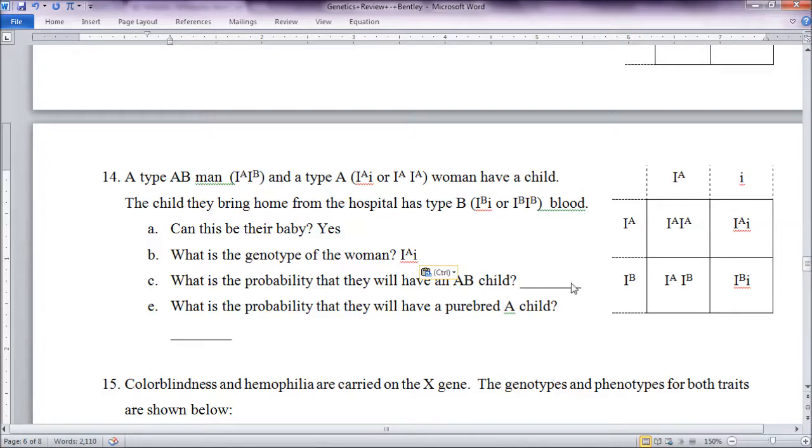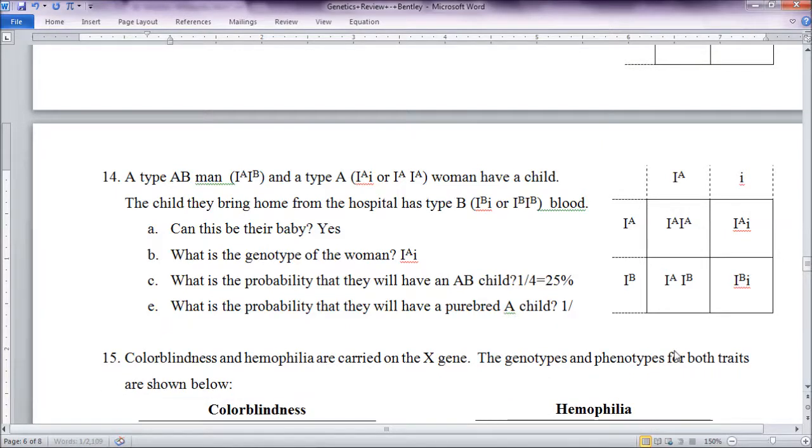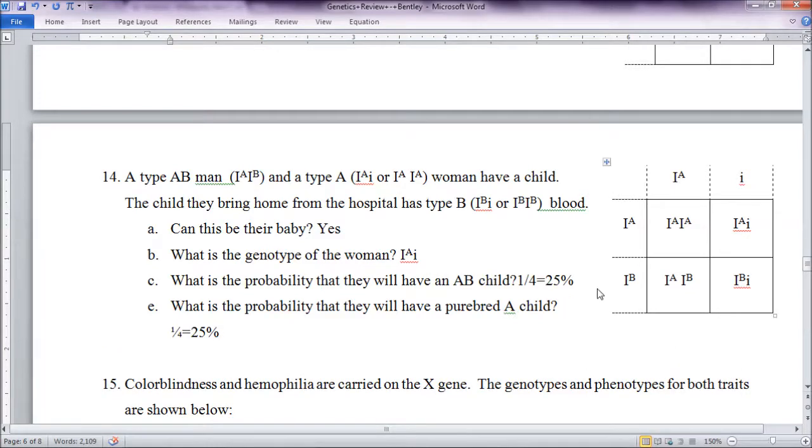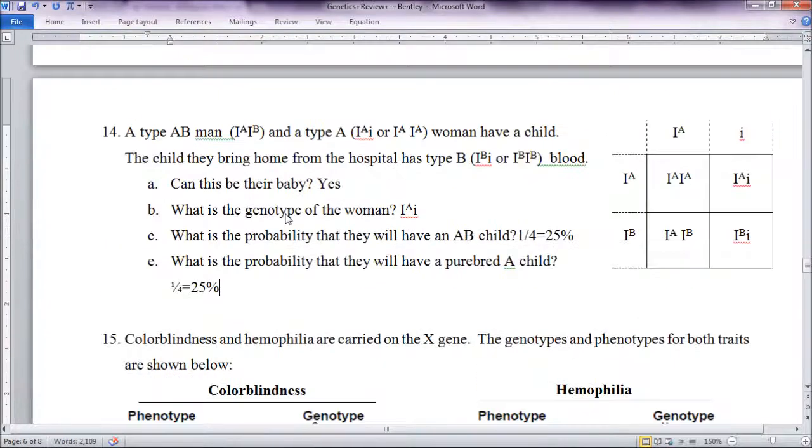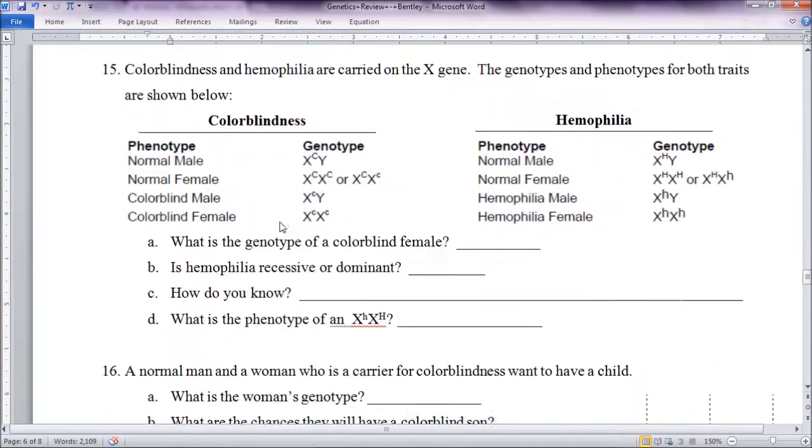So the probability that they will have an AB child will have to be 1 out of 4, which is the same as 25%. And the probability that they will have a purebred child for A is the same, 1 out of 4, or 25%. Okay. Looks good. Moving on then.